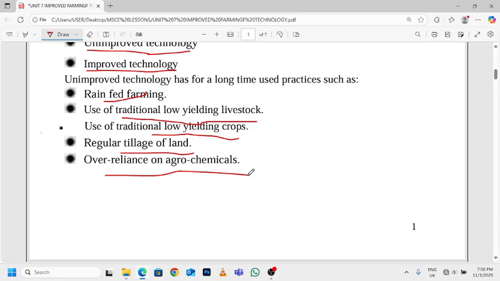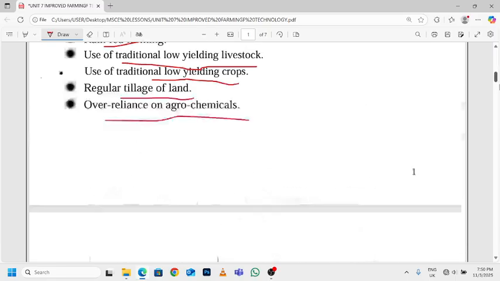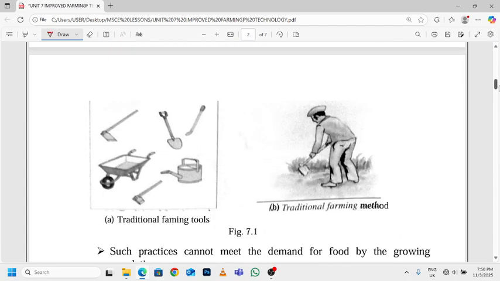Those are the chemicals that we use in our agriculture fields. Those are the examples of unimproved technologies. And these are some of the examples, like traditional farming tools that we use. When we want to go and cultivate, we are using a hoe.